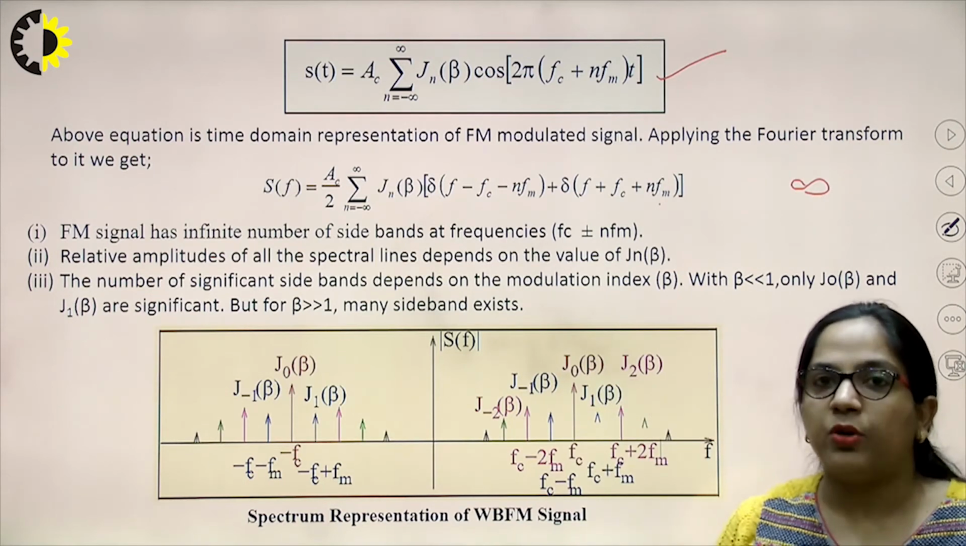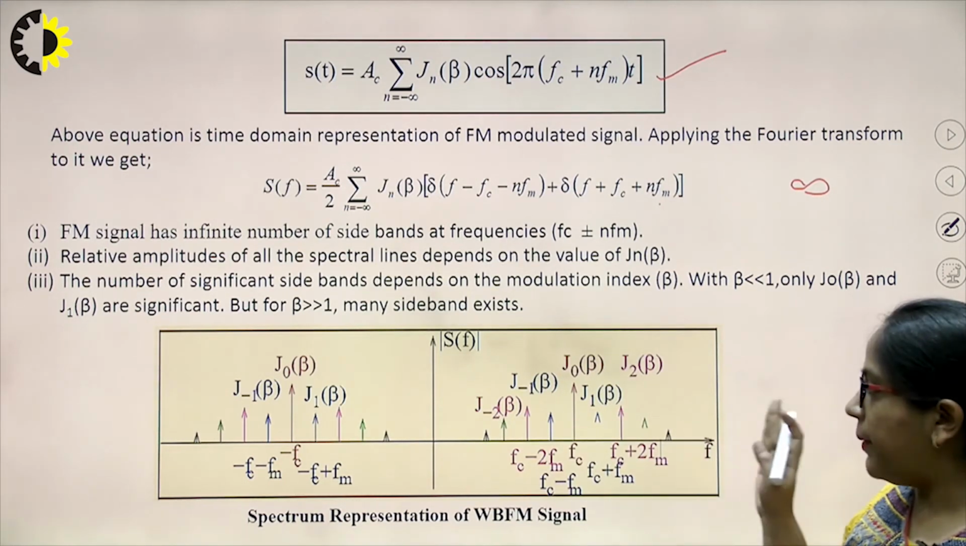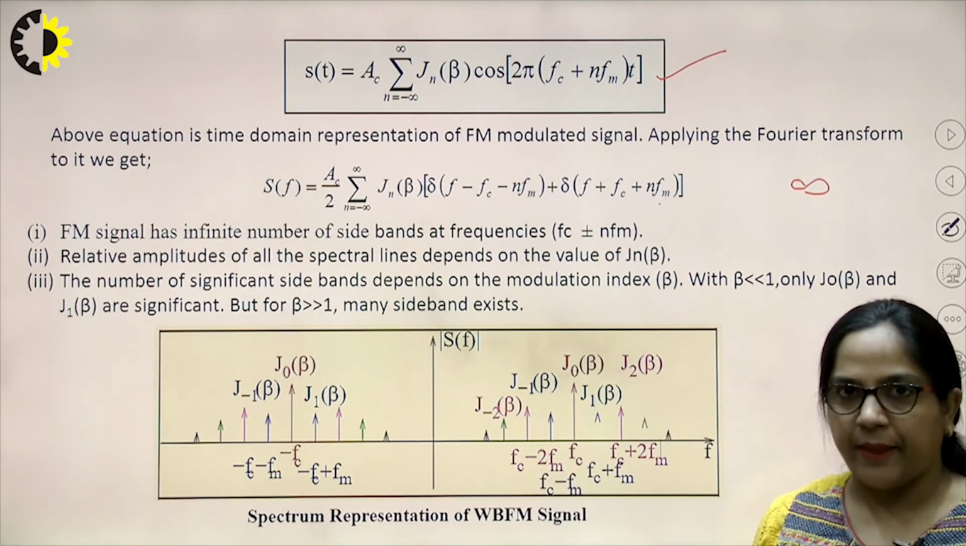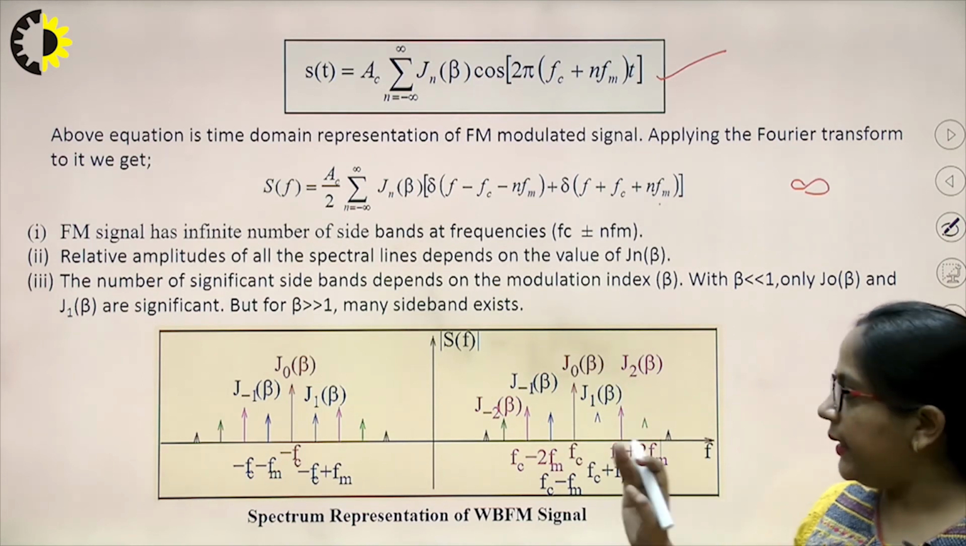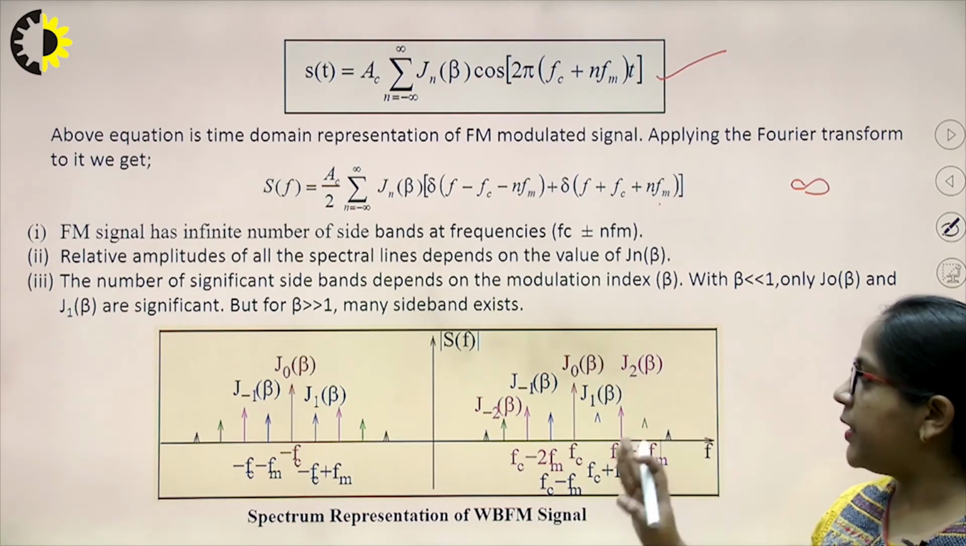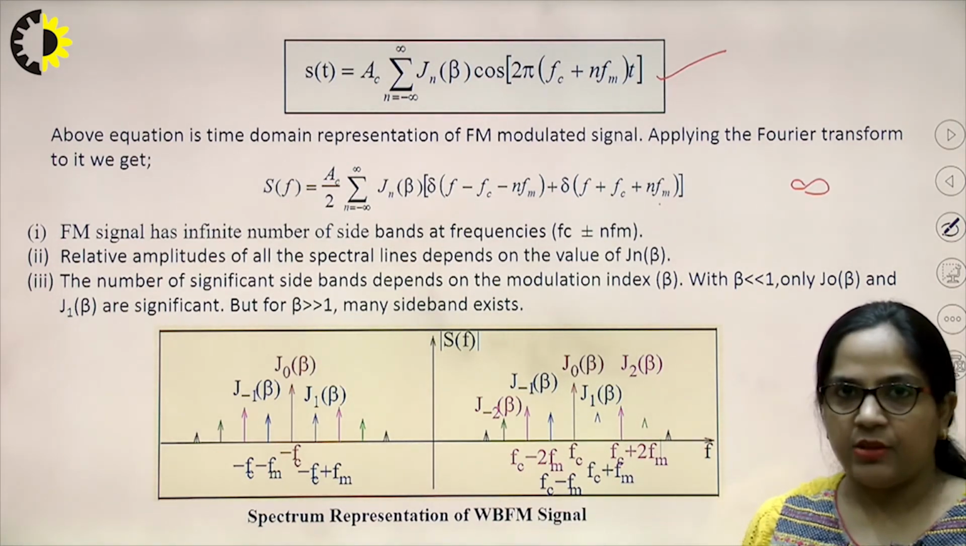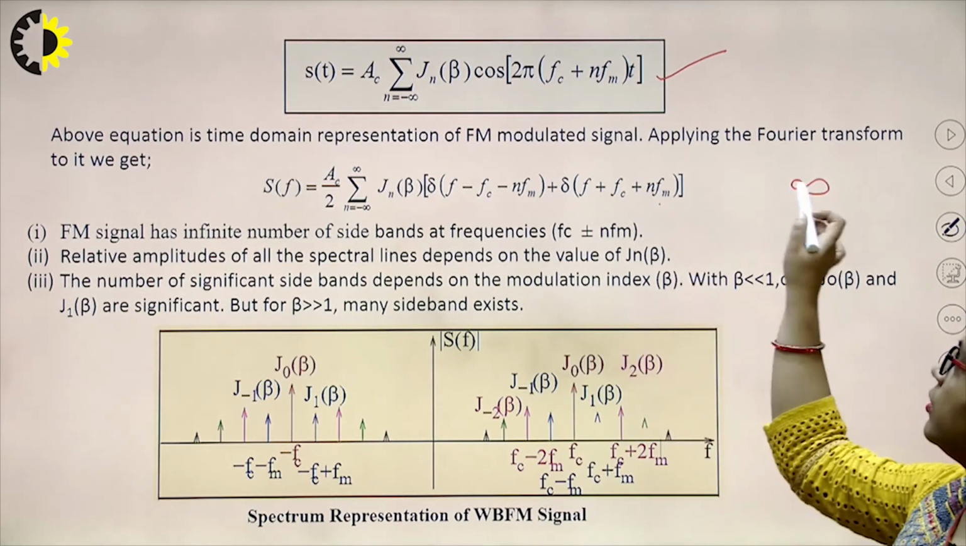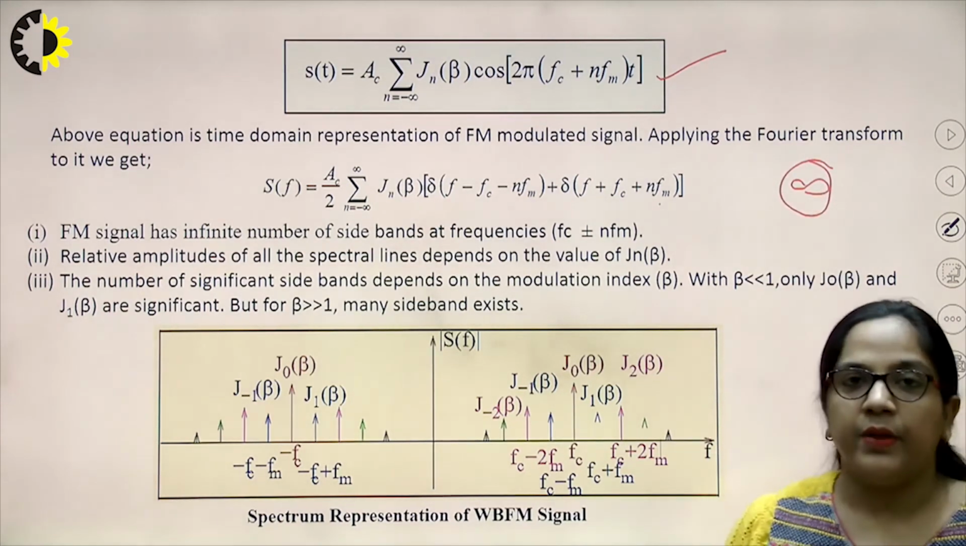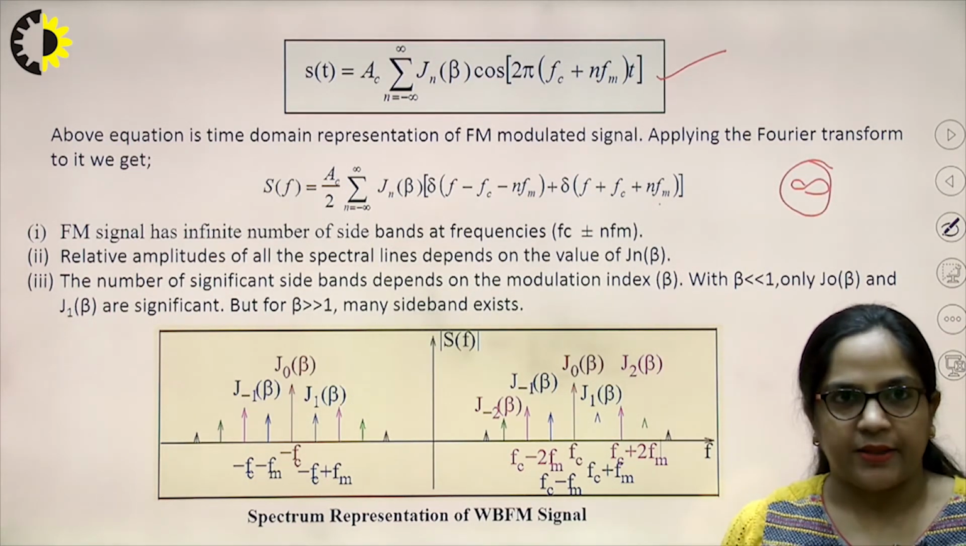It will depend on the number of sidebands. The upper sideband minus lower sideband, we will get the bandwidth. In case of this wideband FM expression, here we are having infinite number of sidebands. So the total bandwidth, the theoretical total bandwidth in case of WBFM is equal to infinite.